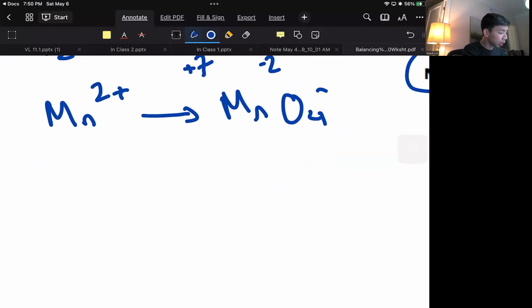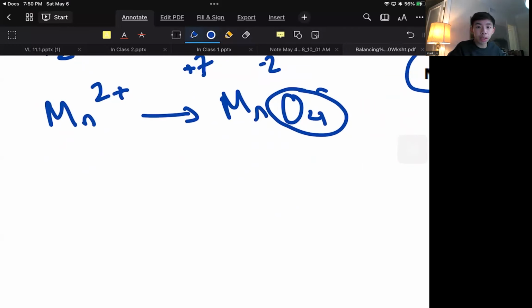Right now we're not going to be using these oxidation numbers just yet, but it's good to have them. Later I'll show you how the oxidation numbers come into play here. Okay, so there's four oxygens.